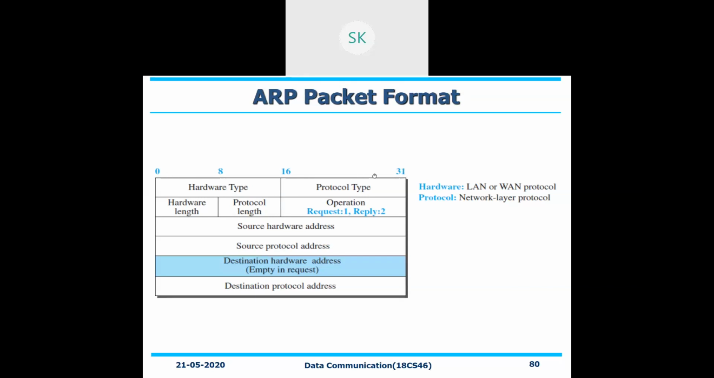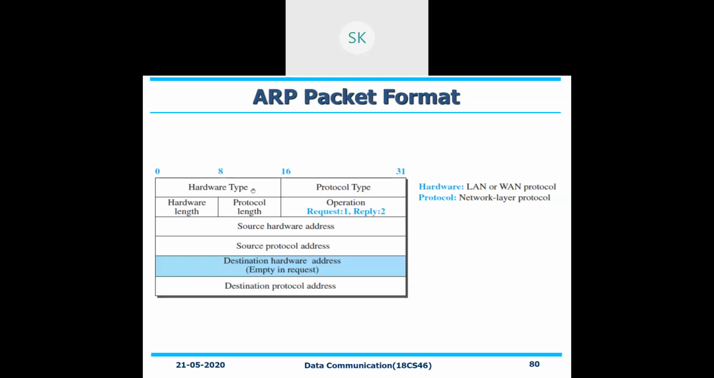So this will be nothing but the total size of the packet that you are having. Packet in the sense, it has been wrapped in one particular envelope and sent. That envelope is nothing but your packet format, that is, the ARP packet format. What are all the things that it contains?